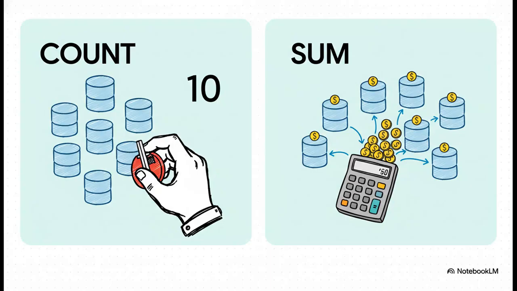Now, let's talk about summarizing data, because we do that all the time. Two functions are going to be your best friends here, count and sum. Count is like your tally clicker. It tells you how many of something you have. Sum, on the other hand, is your calculator. It adds up all the values to tell you how much. It's the difference between knowing the number of sales versus the total value of those sales.